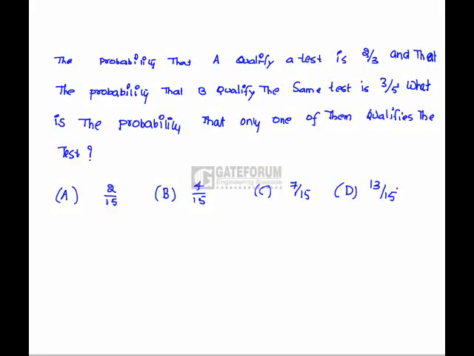The probability that A qualifies the test is 2 by 3, and the probability that B qualifies the same test is 3 by 3.